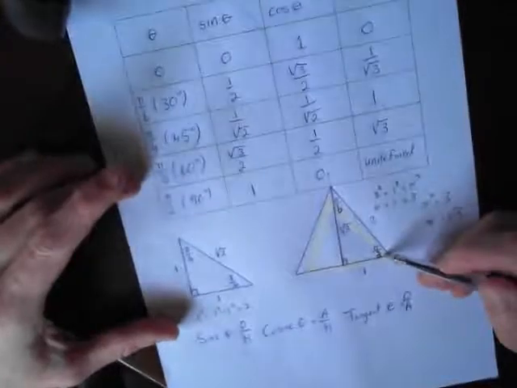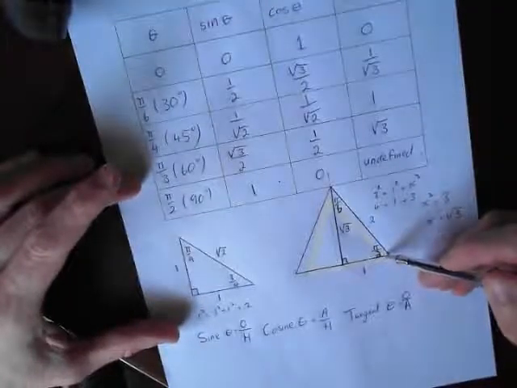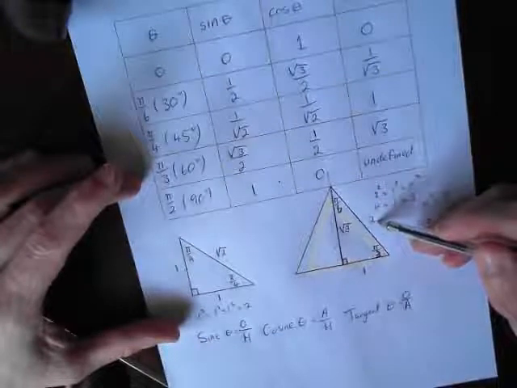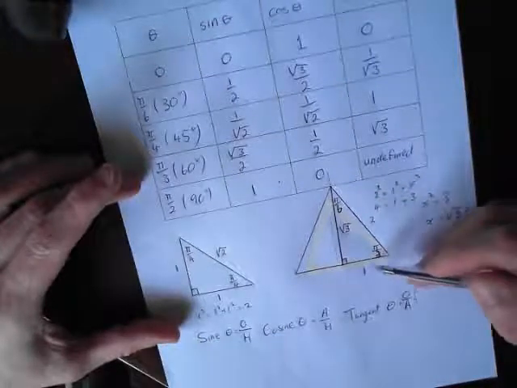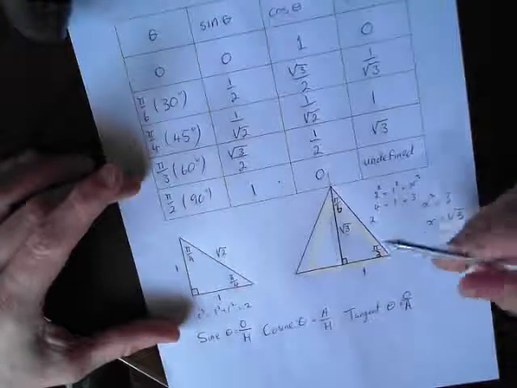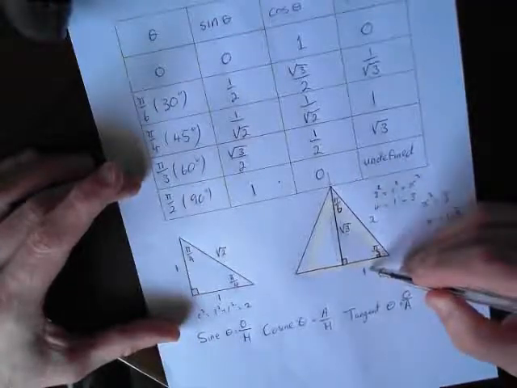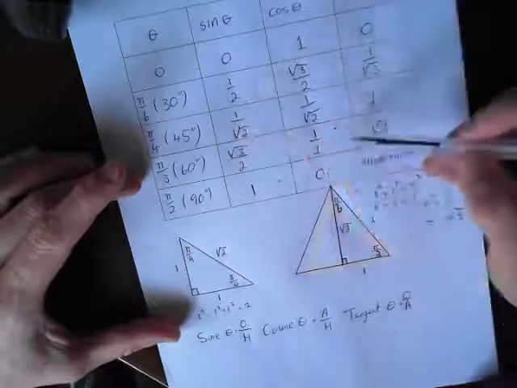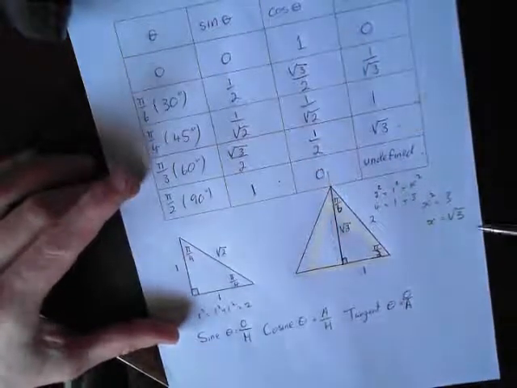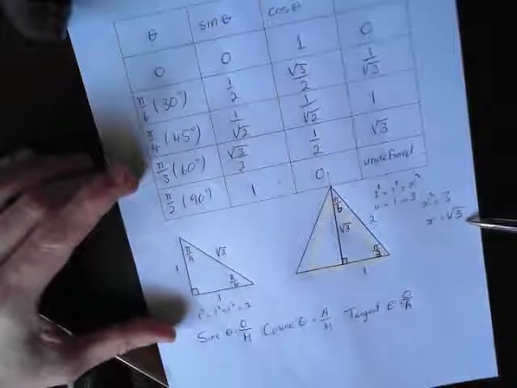For pi on 3, we go down to this angle here. Sine of this angle is root 3 on 2. Cos of this angle is 1 on 2. And tangent of this angle is root 3 on 1. So that's where these values come in here. Why is this root 3? That's what I've got here.